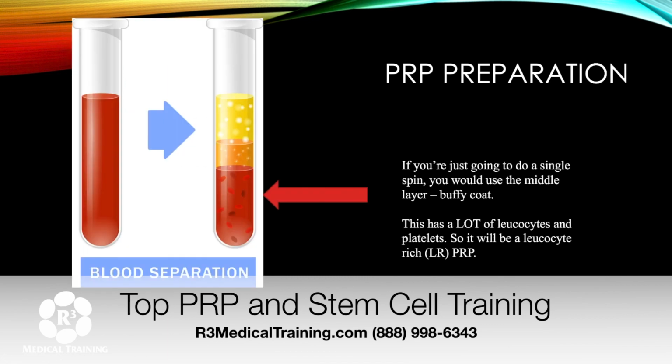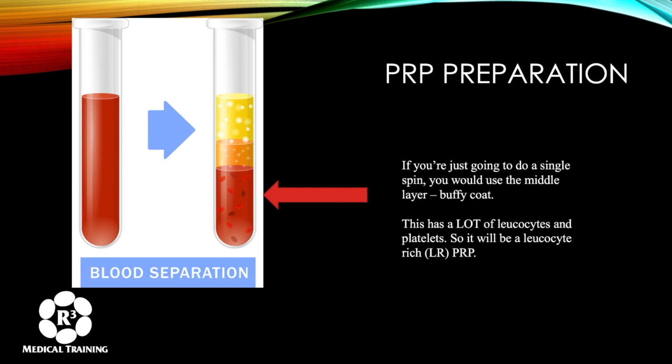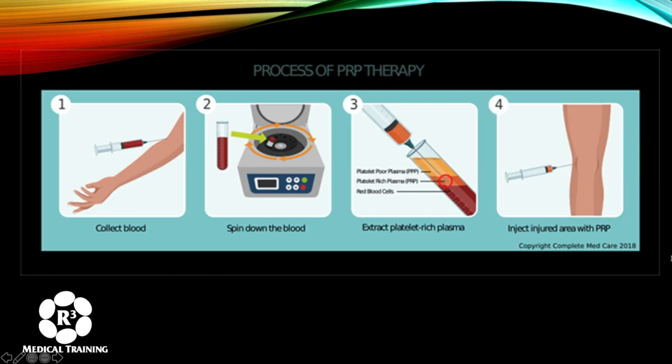Now, if you're just going to do a single spin, then you would use this middle layer. Once again, the arrow should be here. It's called the Buffy coat, and it does have a lot of leukocytes, which are white blood cells, and platelets. So if you just do a single spin and use this middle layer, the Buffy coat, that would be a leukocyte-rich PRP.